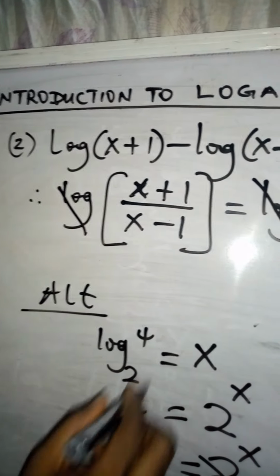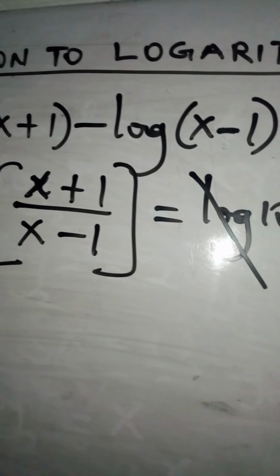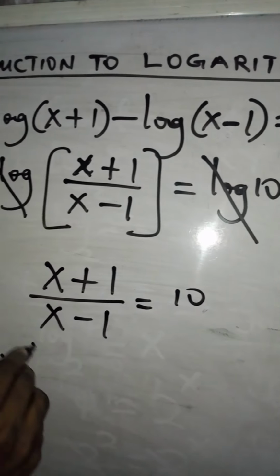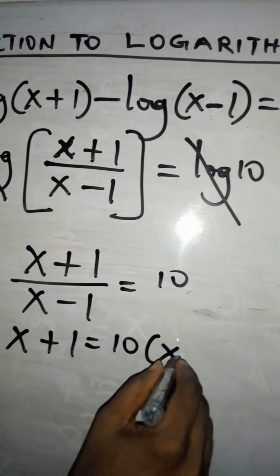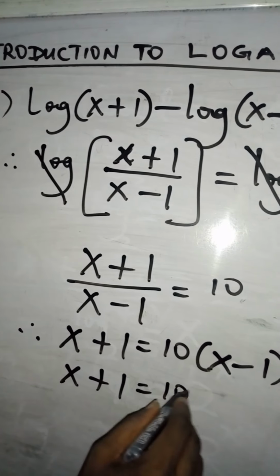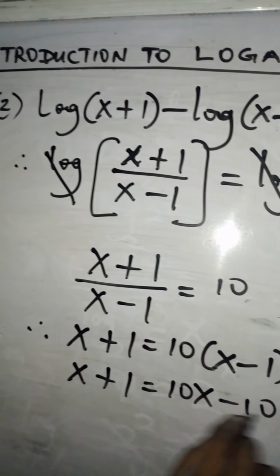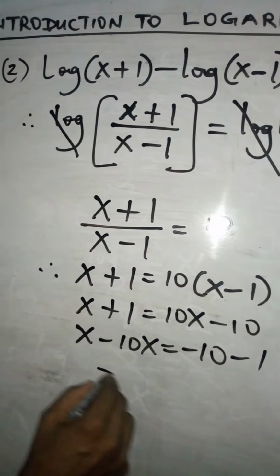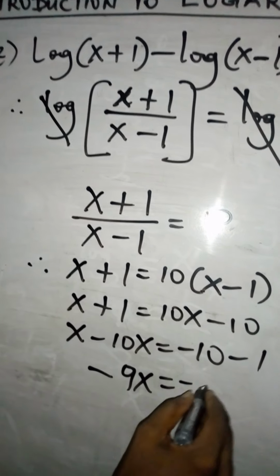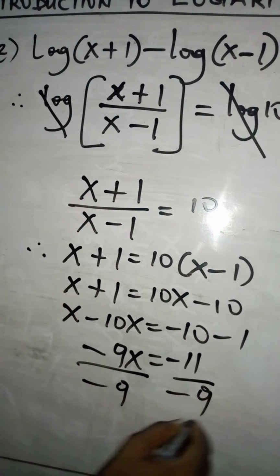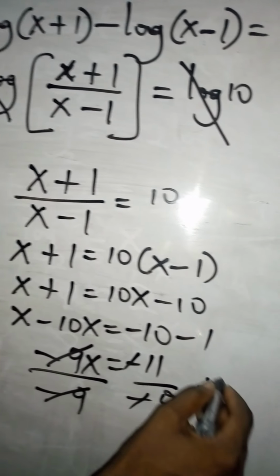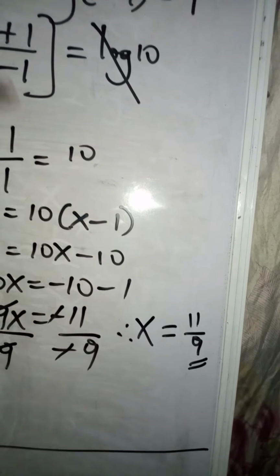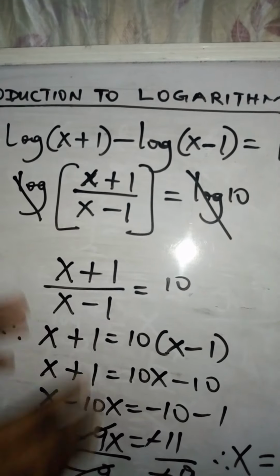So log cancels log, and we can now cross multiply. When we cross multiply, we have x plus 1 divided by x minus 1 is equal to 10. Therefore, x plus 1 is equal to 10 times (x minus 1). That means x plus 1 equals 10x minus 10. Collect like terms. We have x minus 10x is equal to minus 10 minus 1, and x minus 10x is minus 9x, while minus 10 minus 1 is minus 11. Divide both sides by minus 9. Minus cancels minus. Therefore, x is equal to 11 over 9. This is a simple method of applying division, or minus, between two logs in solving a typical log function.